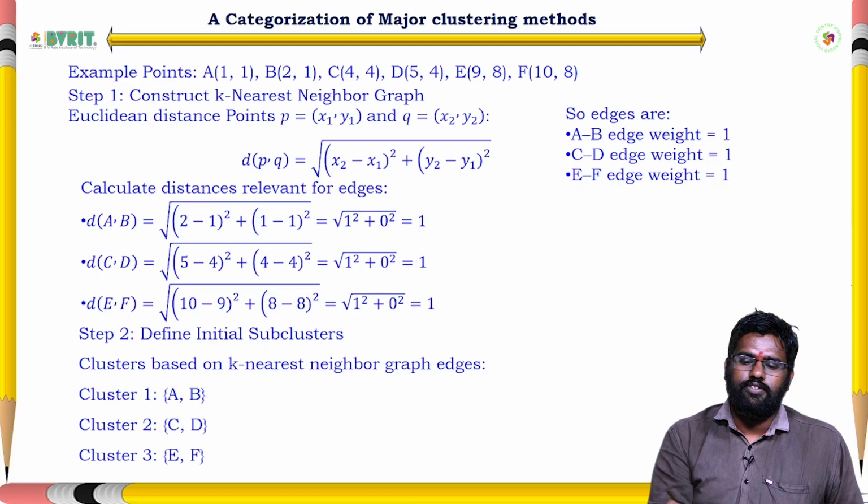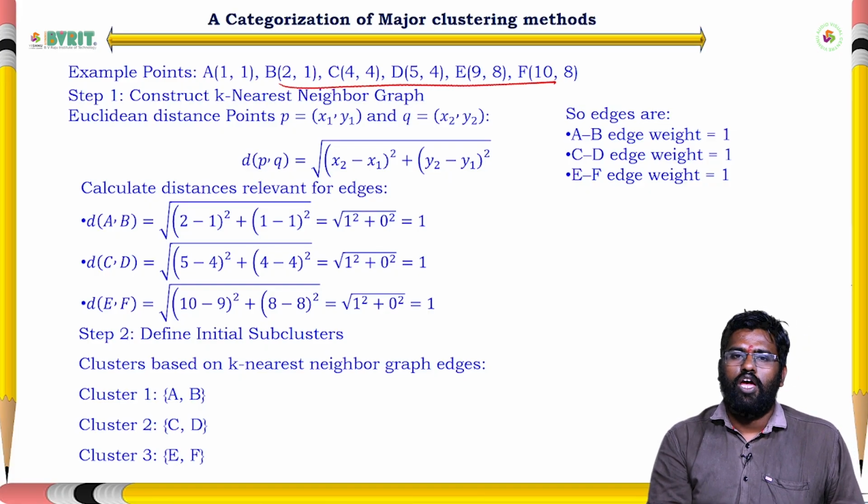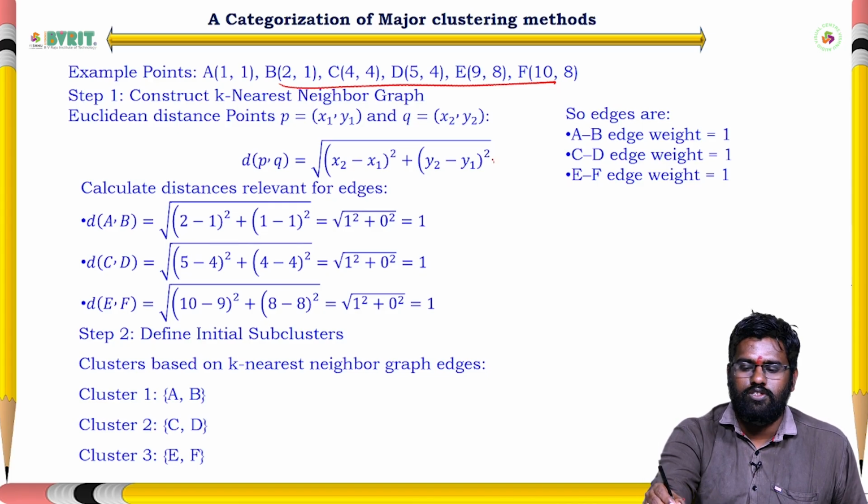So see here, let us consider six points. First, we have to frame the k nearest neighbor graph for this. For that, we need to calculate the Euclidean distance between the points. This is called the Euclidean distance.